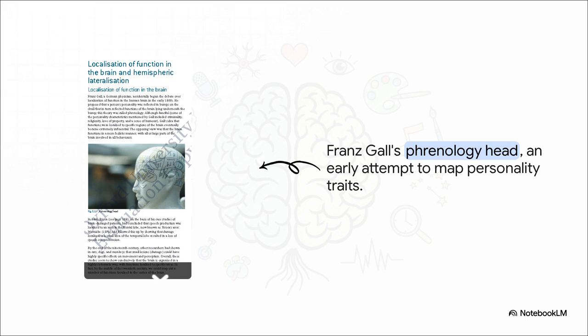He was absolutely convinced that the brain was made up of different organs for every single personality trait you can think of, from how much you love your kids to whether you're good at poetry. He thought that if a trait was really strong, that bit of your brain would get bigger, and you could actually feel it as a bump on your skull. Now, let's be clear, the science was totally, completely wrong. But his main idea, that different functions are localized to specific parts of the brain, well, that was revolutionary. It really set the stage for the next 2 centuries of debate.